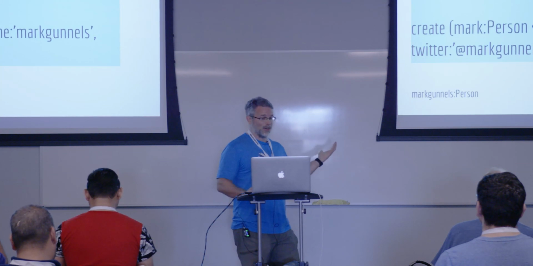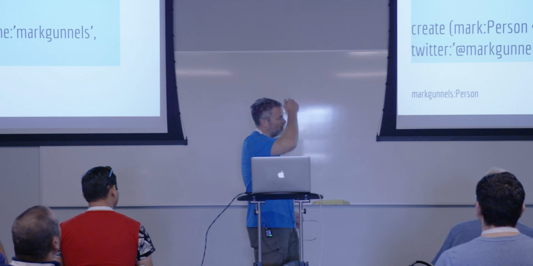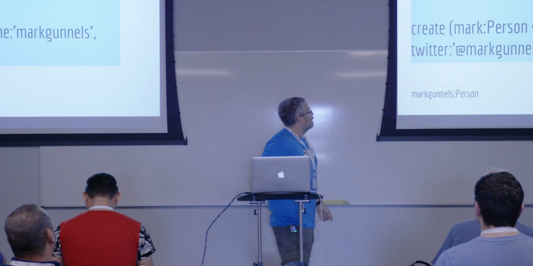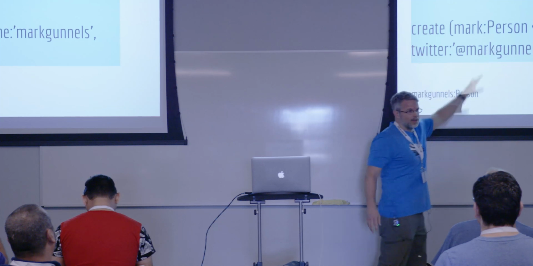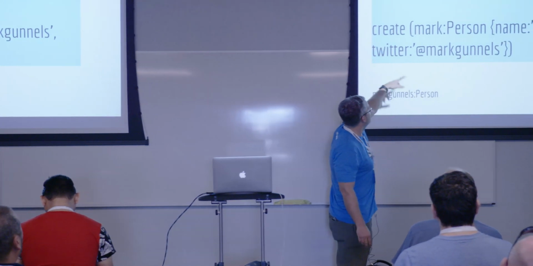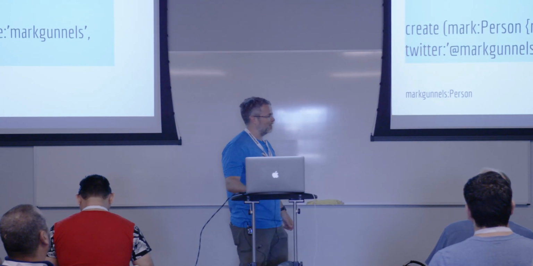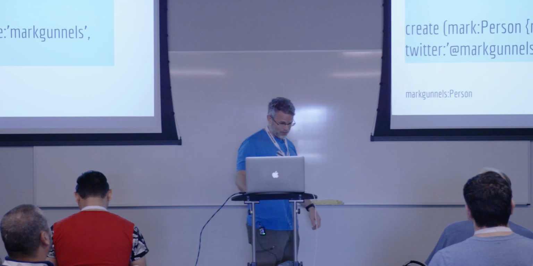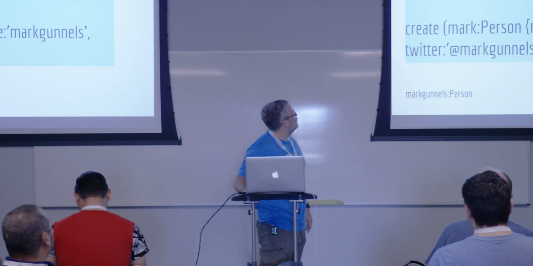So finally we get to the introduction. I'm Mark Gunnels. This is a Cypher statement. Neo4j has its own programming language. If you want to create a node, you simply use create. This is just an arbitrary name here, Mark. And where you have this colon, that's the type. So I'm creating a person, and then I'm assigning properties to it. Name Mark Gunnels, and then I have a Twitter account.